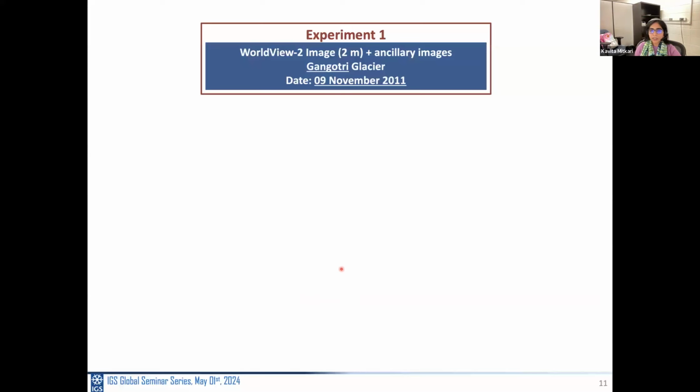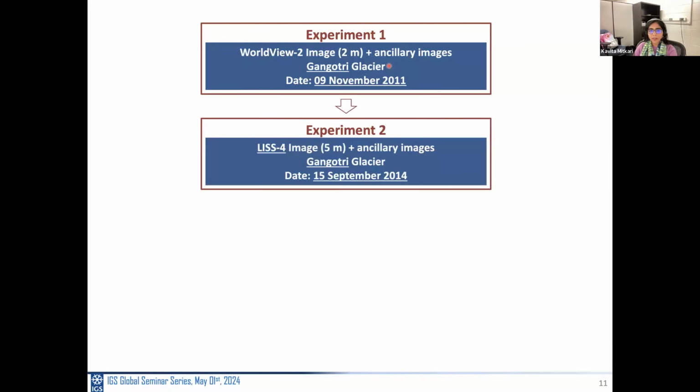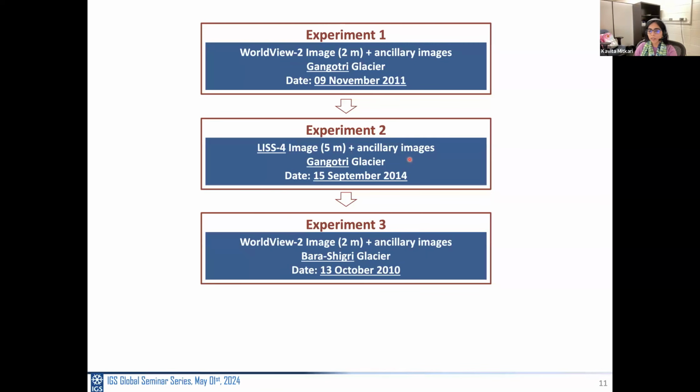So I have performed 3 different experiments. The first experiment pertains to the WorldView-2 image plus ancillary data set, and in this experiment, I have considered Gangotri Glacier. In the second experiment, I have considered Gangotri Glacier, but with different sensor data having different spectral properties, that is LISS-4 image plus ancillary data. And in the third experiment, I have kept the WorldView-2 data set as it is, but the study area is considered as the Badashiri Glacier.